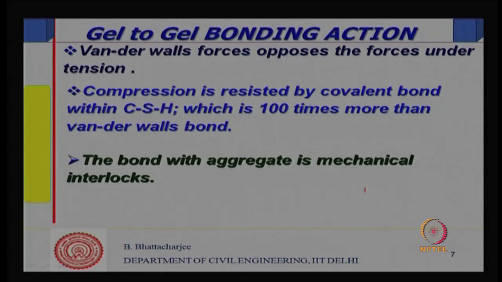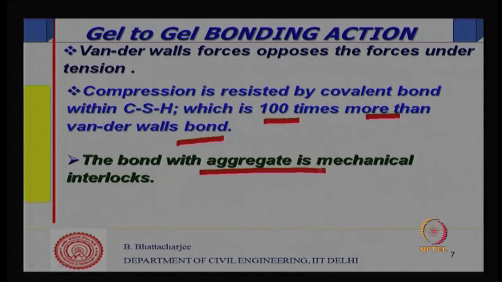So, they are weak in tension, because intermolecular forces oppose the tensile force, whereas covalent bonds in CSH oppose the compressive forces, right. So, they are much stronger: the force restricting compression is 100 times more than the van der Waals bond. That is why they are so strong in compression.